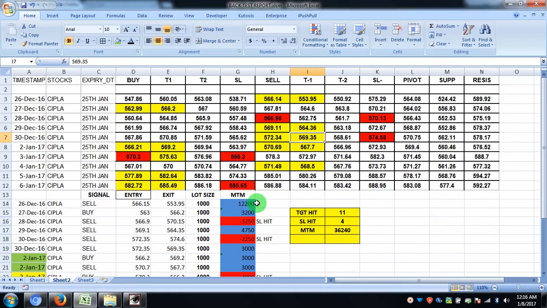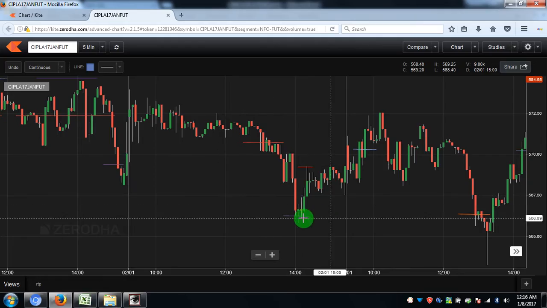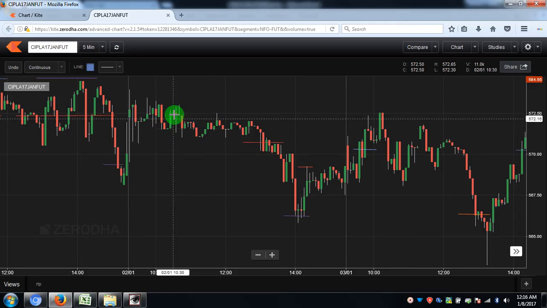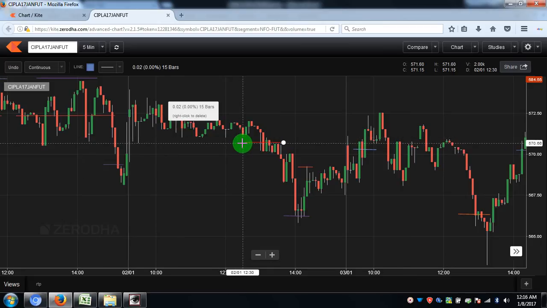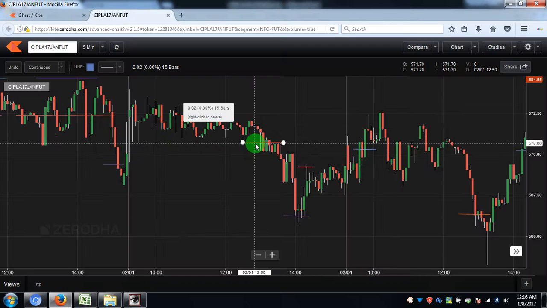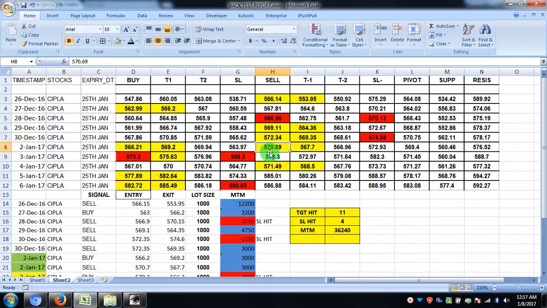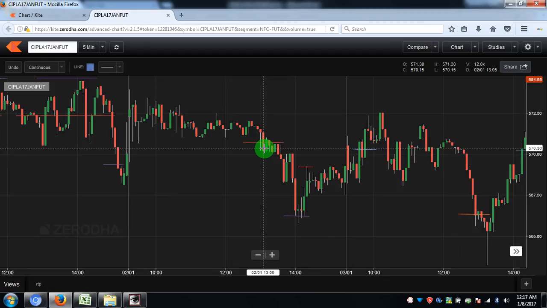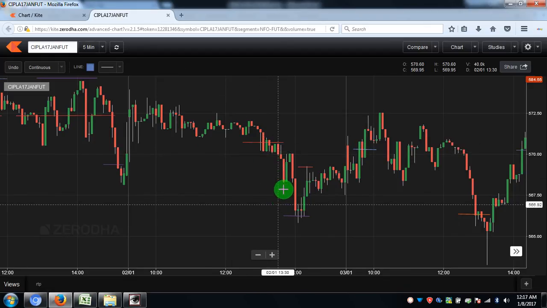So let us move to the next date, that is 2nd January. In the morning we had a sell call. Here you can see this candle opened somewhere around these levels, 570 paisa. Here you can see the 570 paisa sell call was activated at 1 o'clock, and it continuously came down.